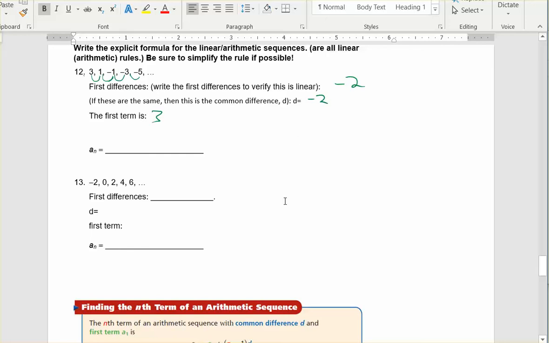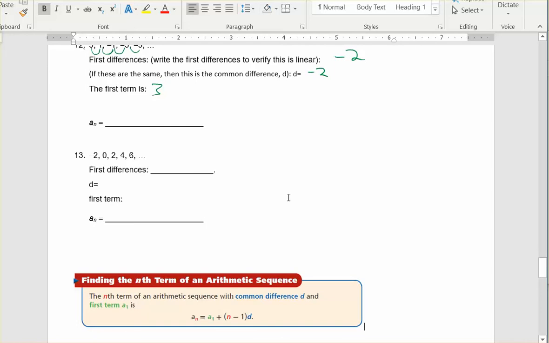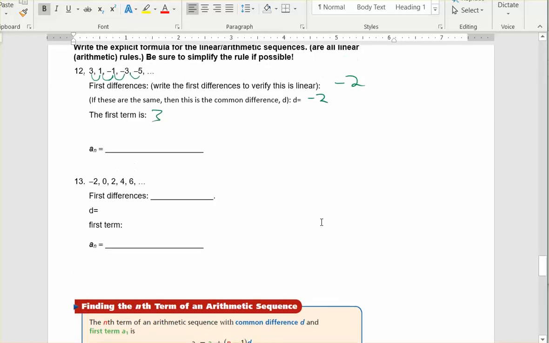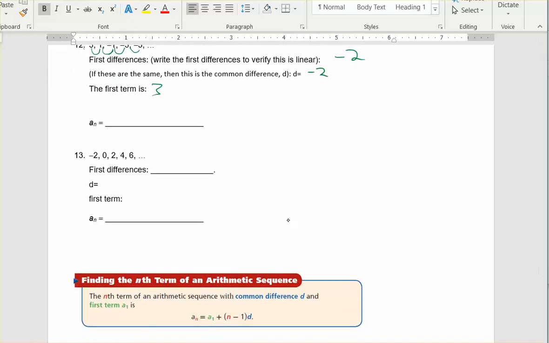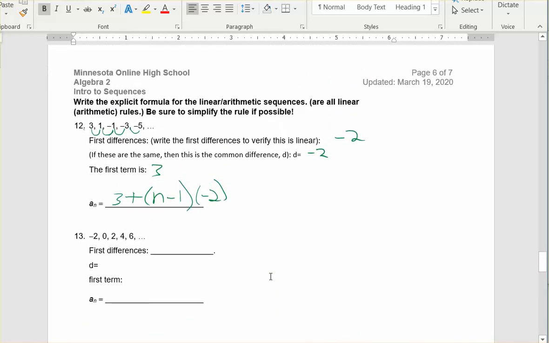Now I'm going to use the formula, because now I know it's arithmetic because I had the same first differences for all of them. They were all subtract 2, -2, -2, -2, -2. So the formula is a sub n is 3 plus n minus 1, leave the n, times the common difference of (-2). I put the -2 in parentheses so it doesn't look like I'm subtracting 2 from the n. That's my rule. That's all you have to do for these first 4 problems, is figure out what that rule is.